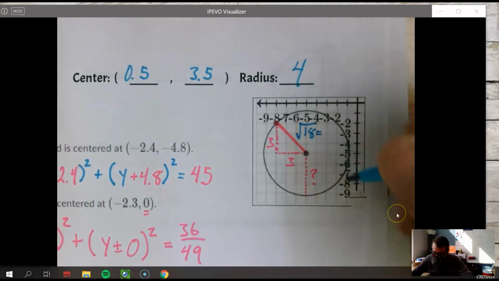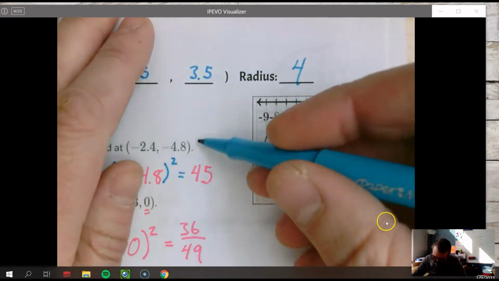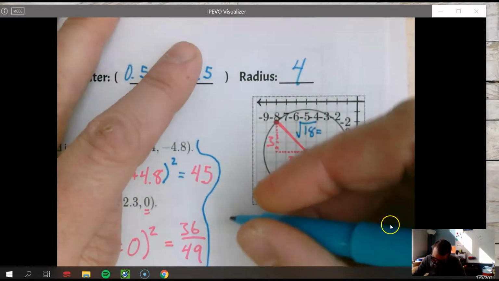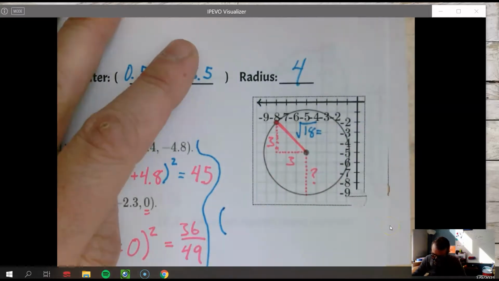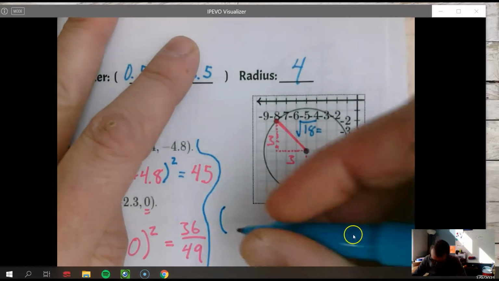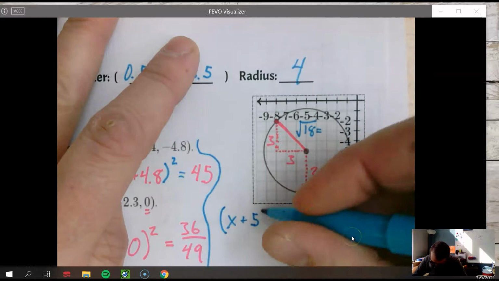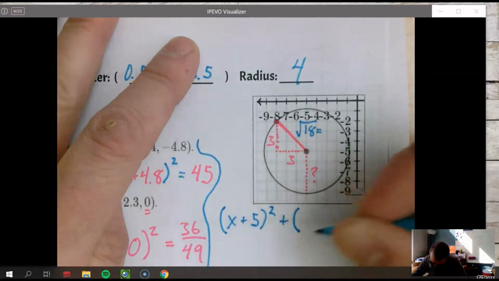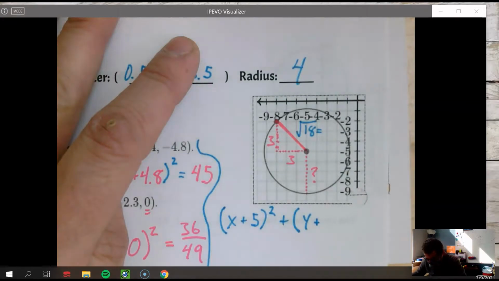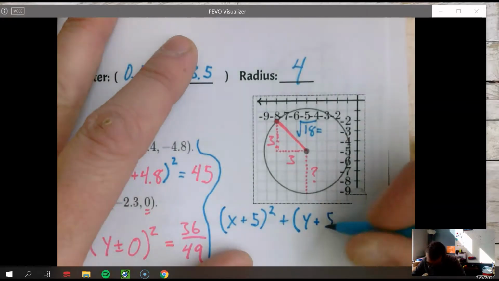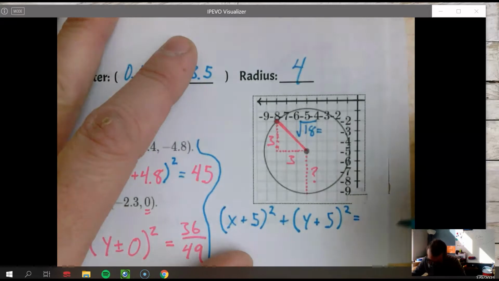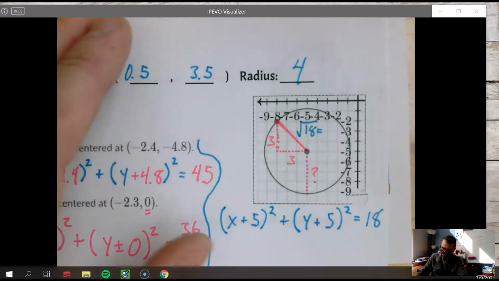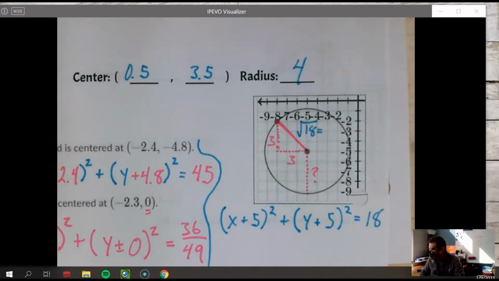Ah, good point. So since we want to write the equation, leave it as radical 18. So then our equation becomes? (x + 5) squared plus (y + 5) squared equals 18. Oh, because that just essentially gets rid of the square root. Awesome.